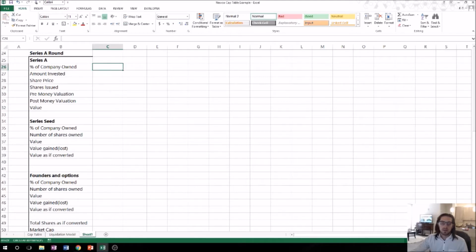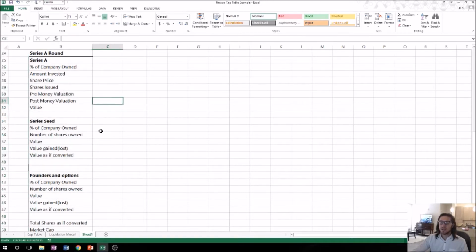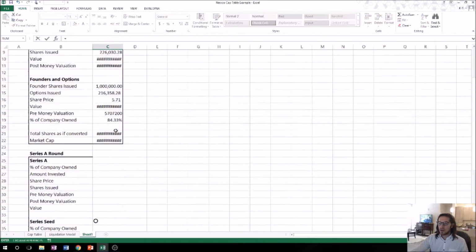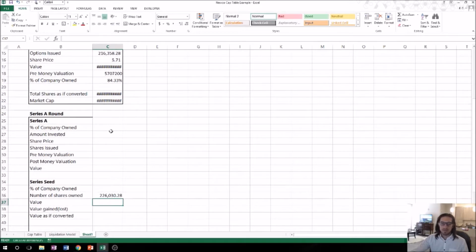The first thing you need to do is go in and copy all of these different rows for the headline or the titles. Once you've done that, go to number of shares owned for Series Seed, because that's what we know. We can reference up here to the shares issued for Series Seed, and get that 226,030.